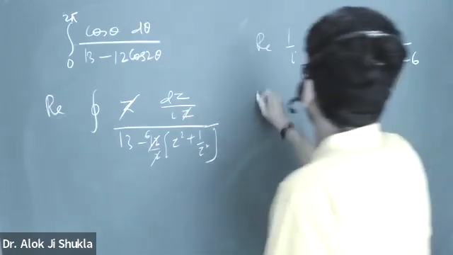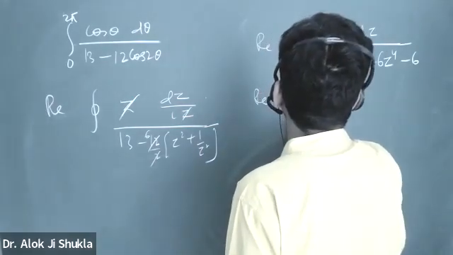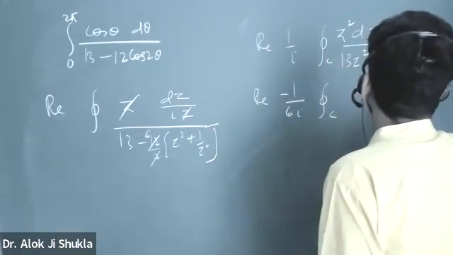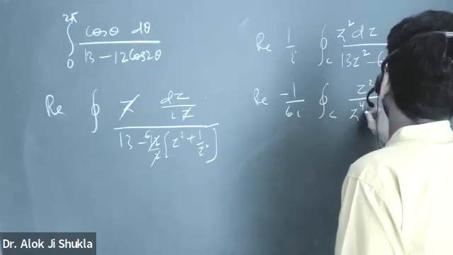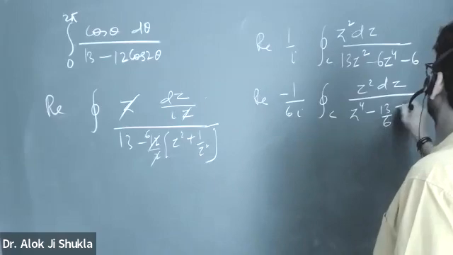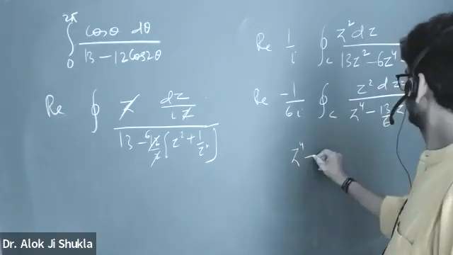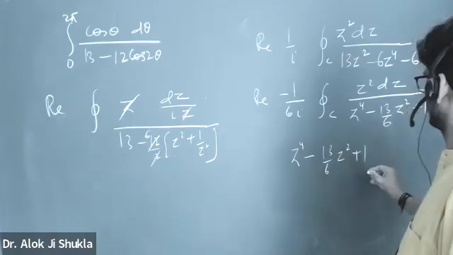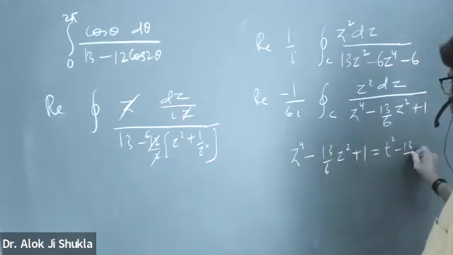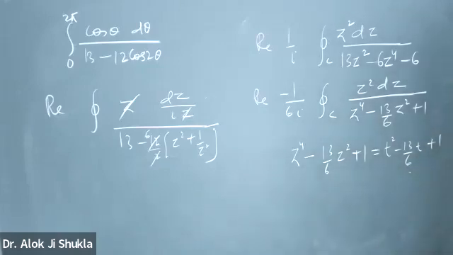Now take real of minus 1 by 6 iota closed integral C z square dz by z to the power 4 minus 13 by 6 z square plus 1. Okay? This is your quadratic equation. Write it as t square minus 13 by 6 t plus 1 and factorize this. Tell me what you will get.